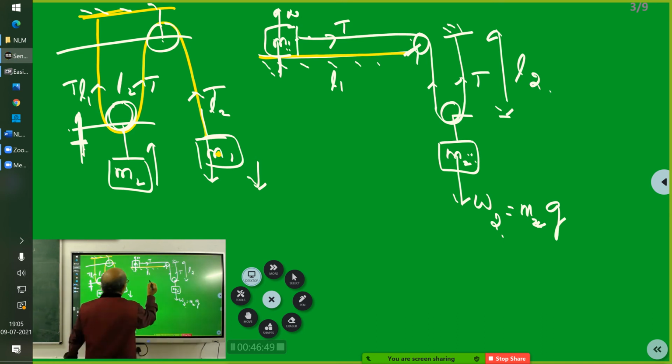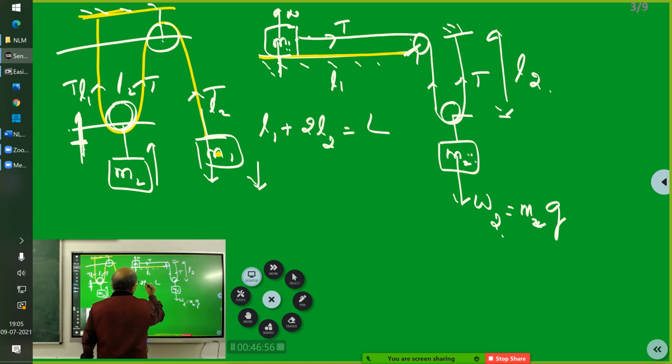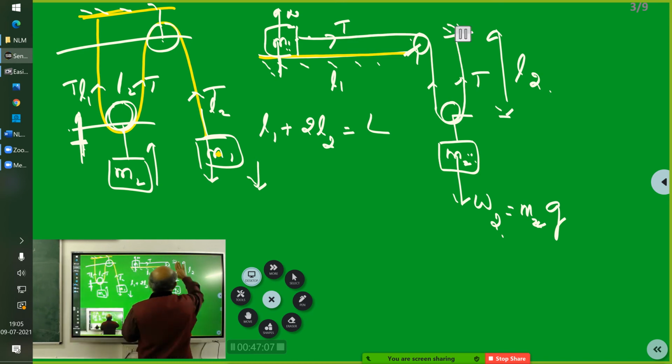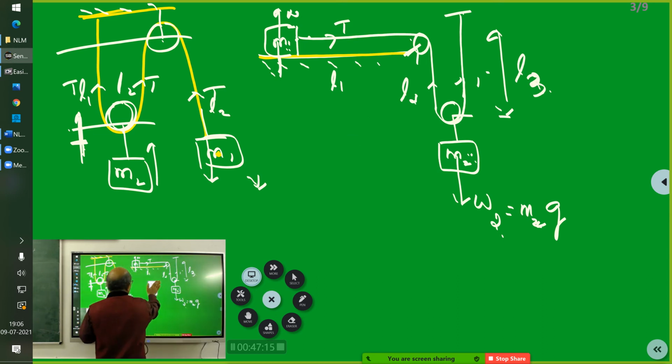Because the string is the same, L1 plus 2L3 is equal to the length of the string, correct? Yes, sir. We don't know that the length on each side of the pulley is the same. Both are L2, that fixed point can be. Correct, you are right. So I will take this L2, I will take this L2. Done. That is a good decision.